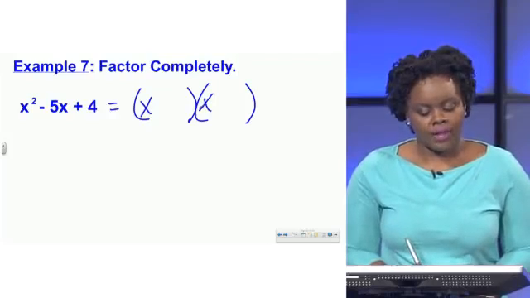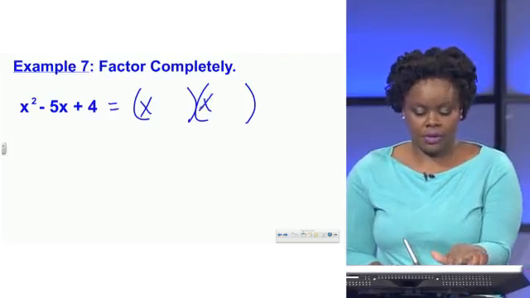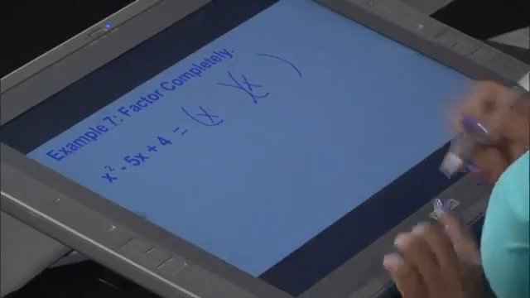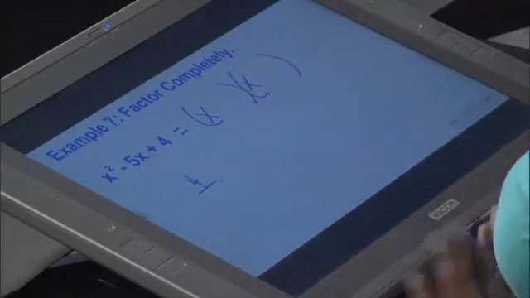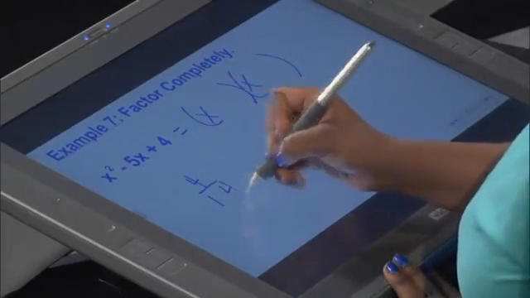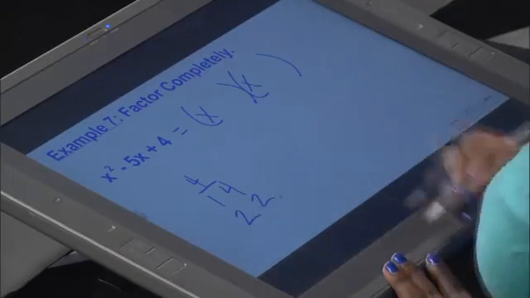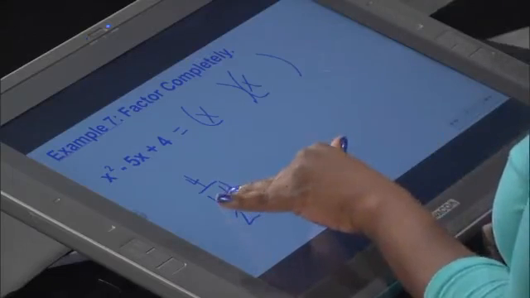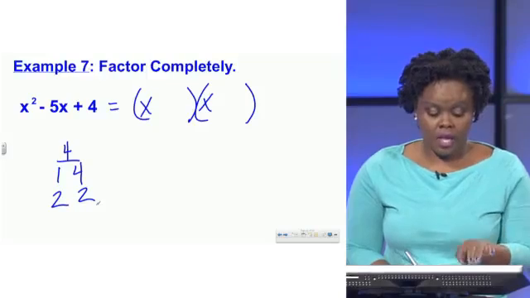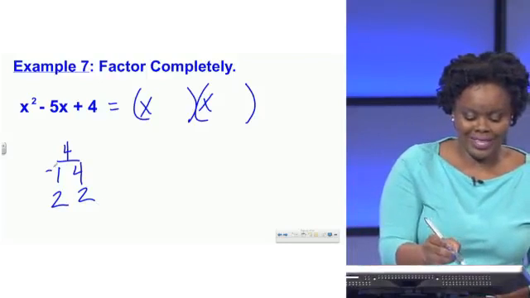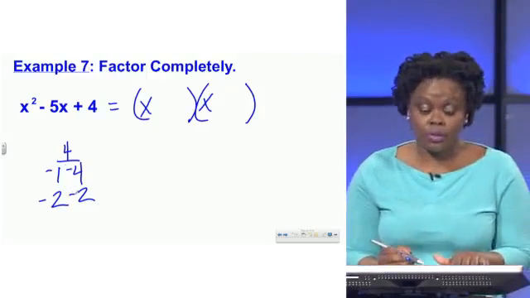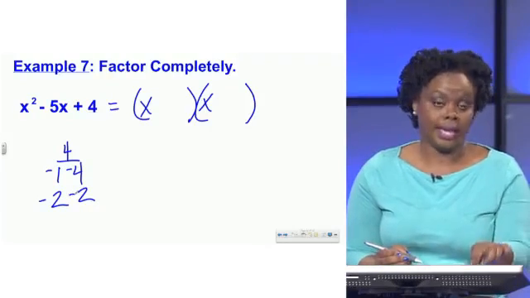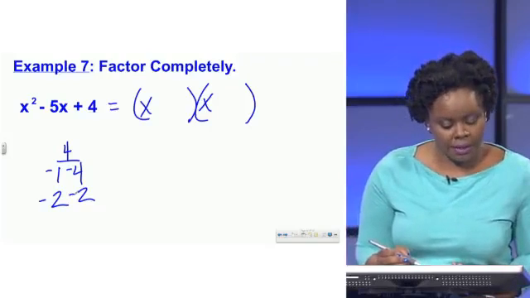Okay. So now I need numbers that will multiply together to give me 4, but when I combine them, I get negative 5. Okay? So let's list the factors of 4. I know 1 times 4 is 4, and I know 2 times 2 is 4. Alrighty? Now, combining two positive numbers is never going to give me a negative number. So I know for this situation, I need to consider negative numbers. Because multiplying two negative numbers together is still positive, and combining two negative numbers is a negative number. So I need to figure out what's going on here.